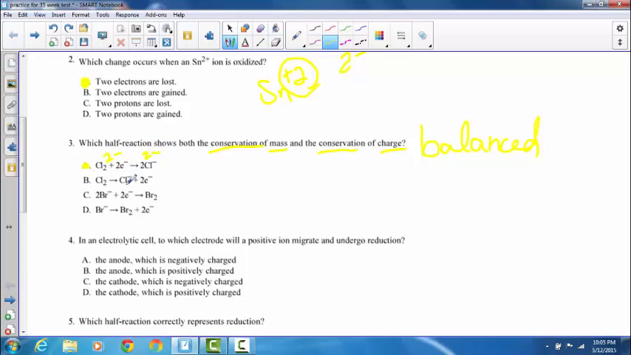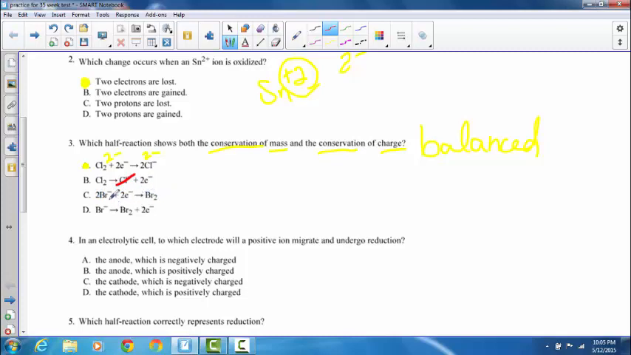But I want to go through and I want to show you why the other ones are wrong. So let me take a red pen, make this a little bit brighter. Here we have 2 chlorines on the left and only 1 chlorine on this side. So that makes that not a choice. They are not balanced. 2 bromines, 2 bromines. So the atoms are balanced.